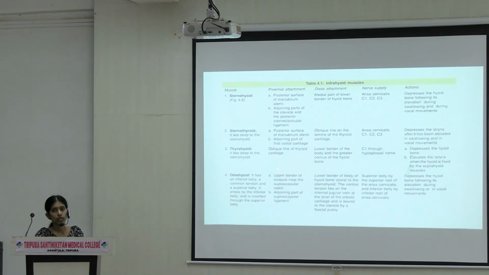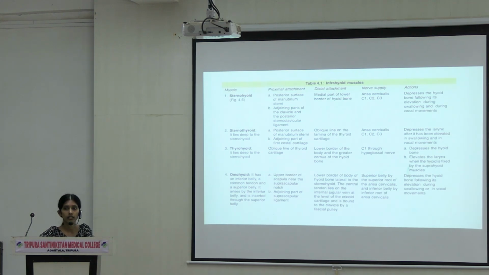So this is the tabular column for all the infrahyoid muscles: proximal attachment, distal attachment, nerve supply and action. These muscles will be discussed in detail when they are doing the sessions for particular regions, but right now for the muscular triangle part, you just have to remember the names of all the infrahyoid muscles as contents. Any doubts in this whole chapter, anterior triangle of the neck? No doubts? Okay.